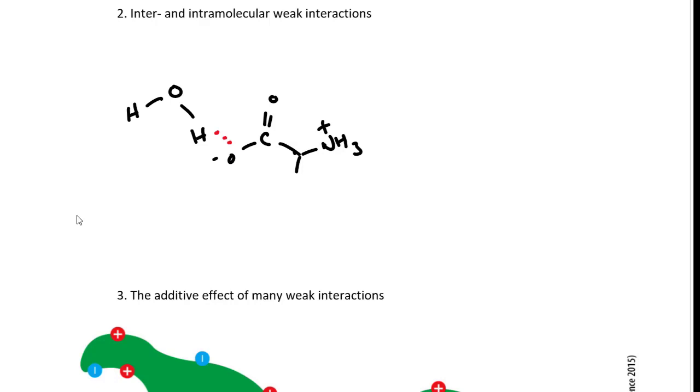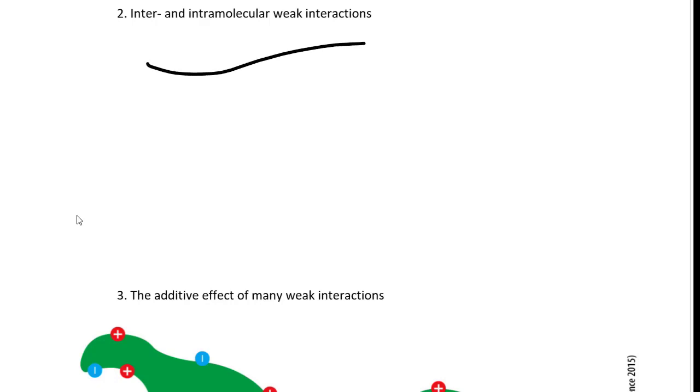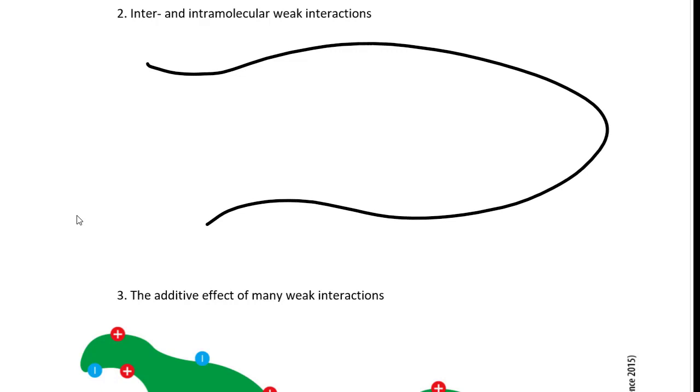Now, when we're talking about intramolecular weak interactions, imagine that you have, for a molecule, let's say this is our molecule right here. It's a long molecule. You have an OH group here, and you also have a carboxylic acid group here. And you have a hydrogen bond forming here. Now, this hydrogen bond is forming in the same molecule, meaning that this is a single molecule and you have an intramolecular weak interaction happening within the same molecule. So that would be an intramolecular weak interaction.